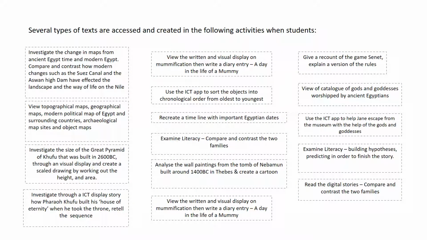Several types of text are accessed and created in the following activities. Students investigate the change in maps from Ancient Egypt time and modern Egypt. Compare and contrast how modern changes such as the Suez Canal have affected the Nile. View written and visual displays on mummification and write a diary entry, a day in the life of a mummy. Give a recount of a game of Senet and explain a version of the rules. View topographical maps of various sorts.